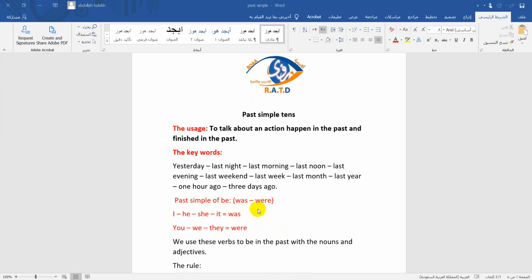Here you should know that if you want to use was and were, you should use them with nouns and adjectives only. You cannot say I was played. I was played. It's only with the passive voice, not with the active voice. يعني مع المبني للمجهول. ونحن الآن لا نتكلم عن المبني للمجهول أبدا. So, past simple of be: was and were.